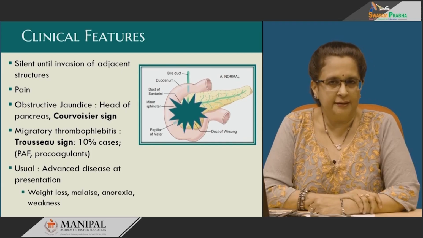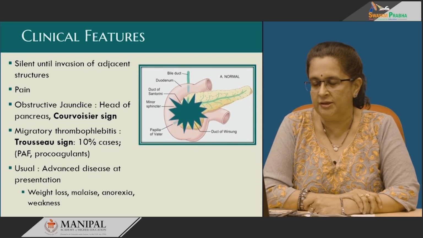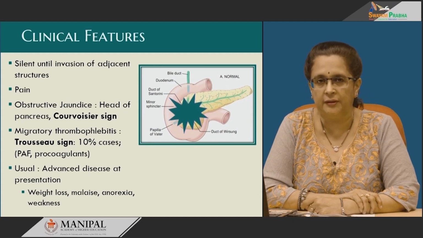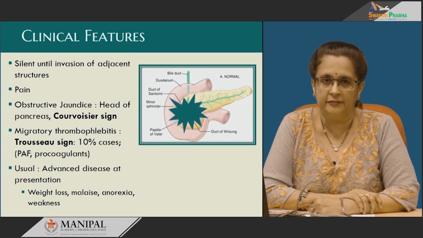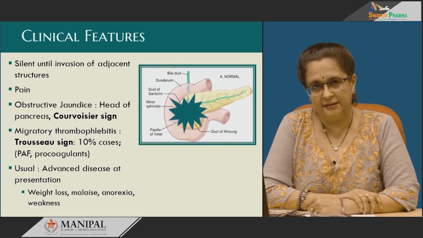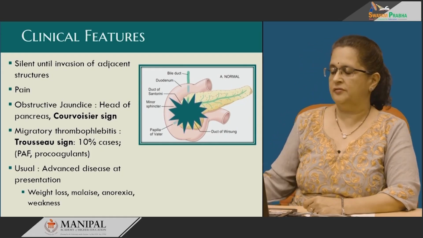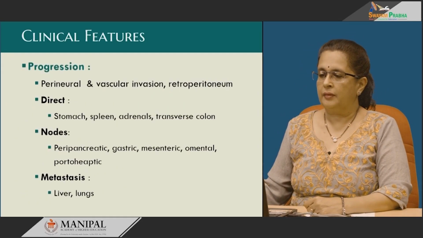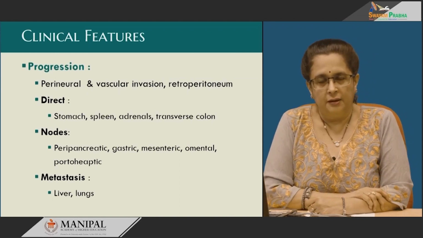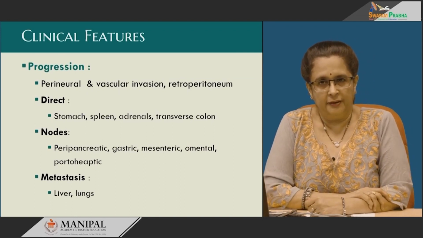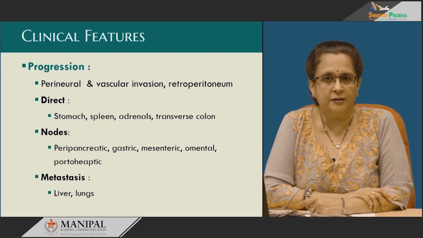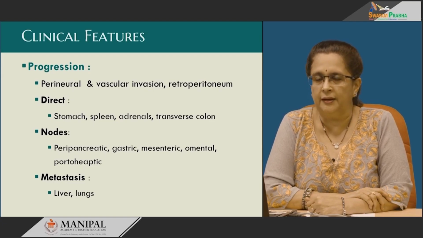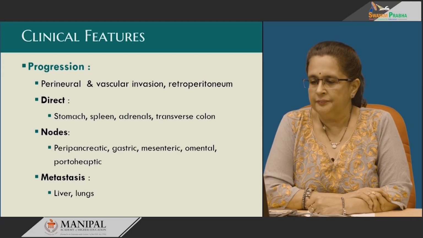The usual presentation of pancreatic ductal adenocarcinoma is at an advanced stage, and these patients present with weight loss, malaise, anorexia, weakness, that is the cachectic symptoms usually seen with all cases of malignancy. The progression within the pancreas, there can be perineural and vascular invasion, and then from there it can go into the retroperitoneum.